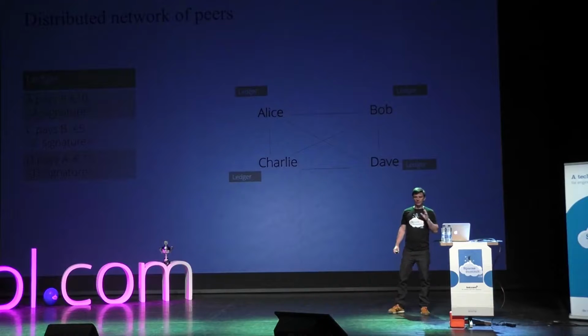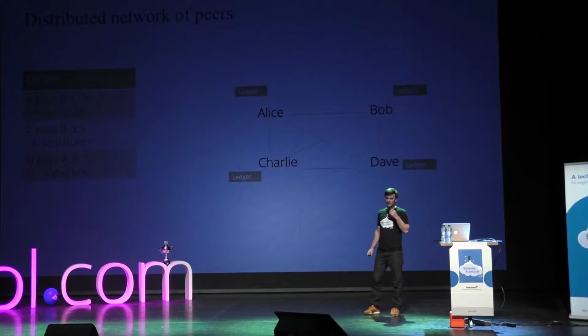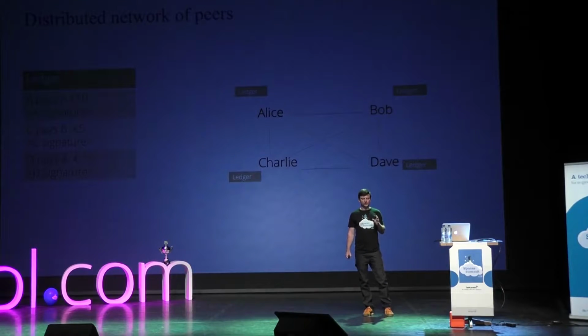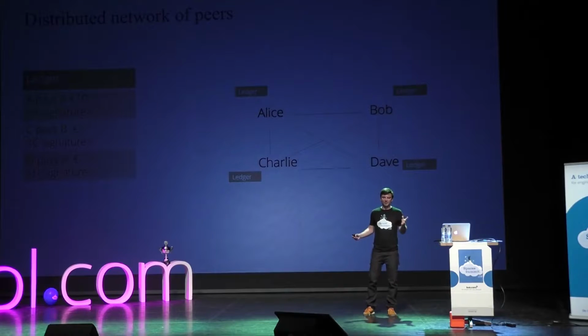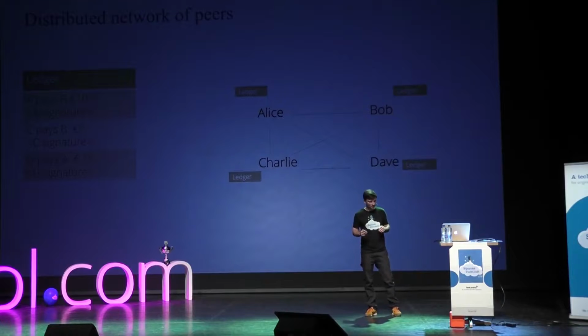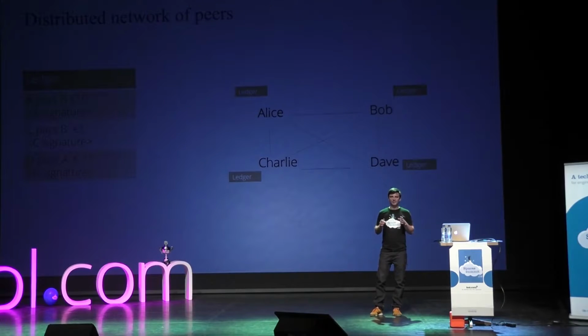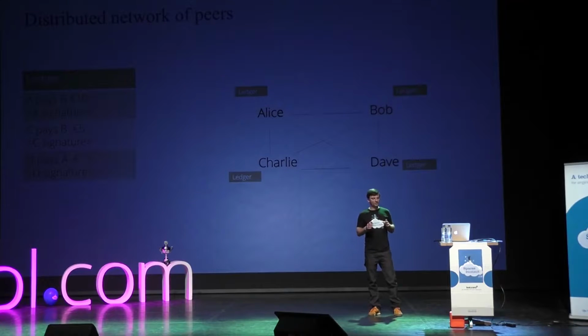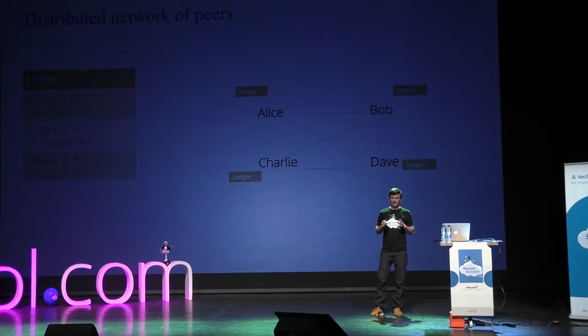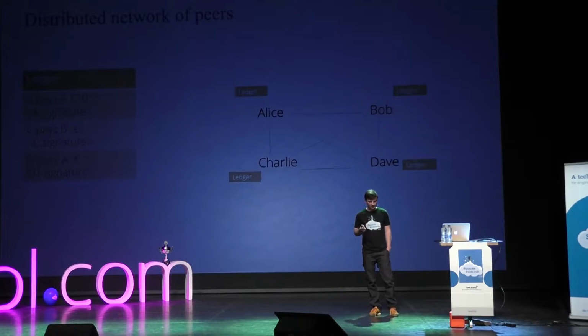But nowadays, our ledger looks like this. This is a distributed network of peers. There is no central authority, central body, or central server which can be turned off. All peers are independent. They make transactions between each other, signed transactions, of course. And then they broadcast all these transactions to other nodes. And every node has its own copy of the ledger.